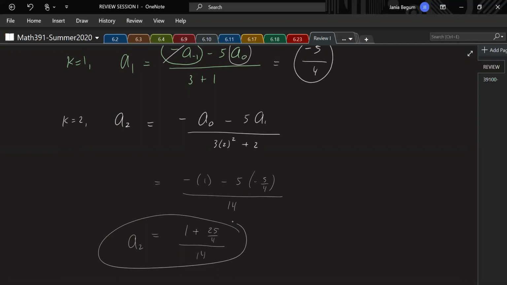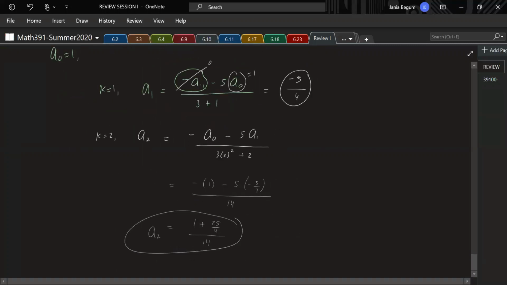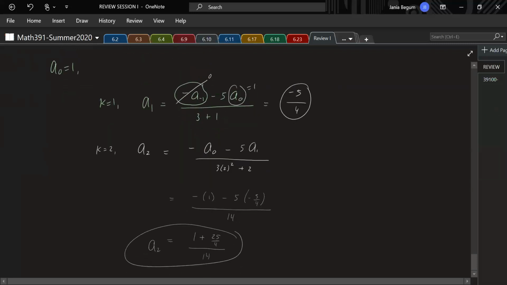Okay, so there you go. This is the complete solution to this problem. Again, I didn't add the numbers up. I know you can do that, so that's for you to figure out. Okay, so any questions on this?